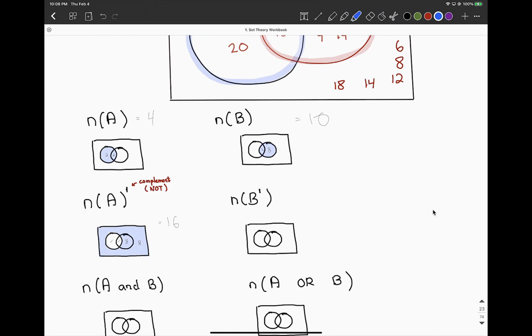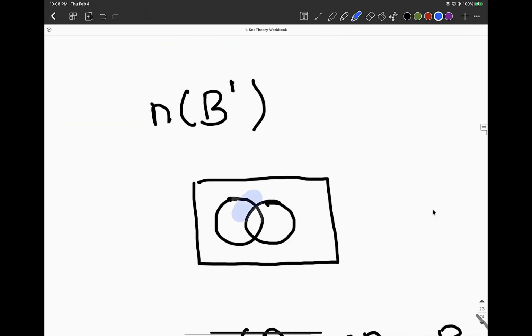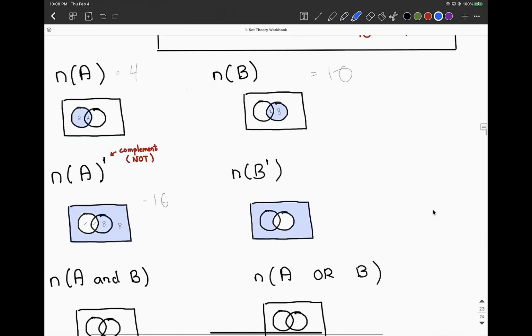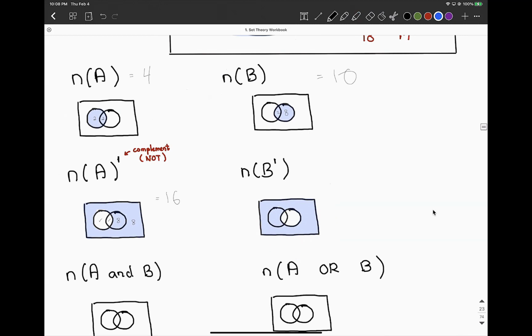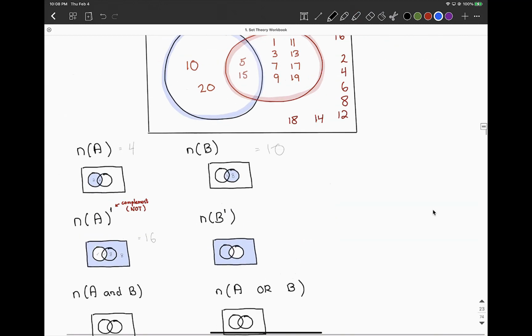How many things are not in B? Same logic. I basically exclude B but keep everything else, to take this complement. The word not, complement of B, means I'm only counting these 2 and these 8, and that gives me a total of 10, yet again.